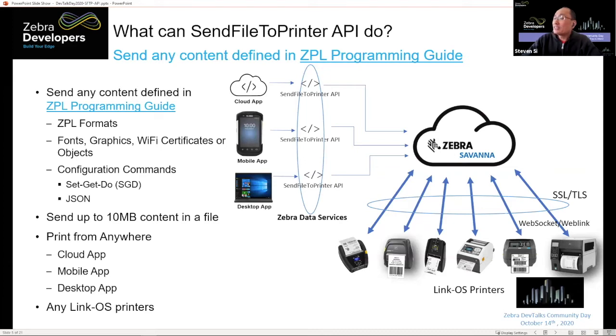The reason we say Link-OS printers is because only those printers have the WebSocket and the web link capabilities, so that they can connect to the Savannah cloud through the WebSocket.